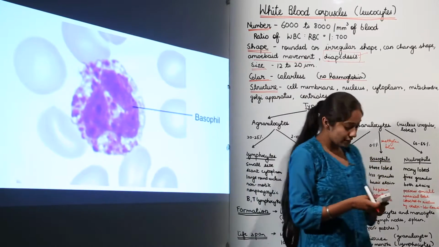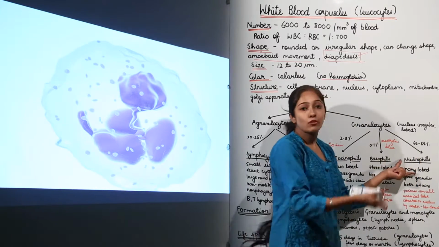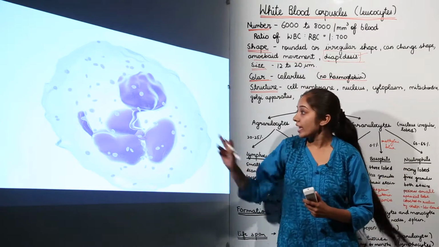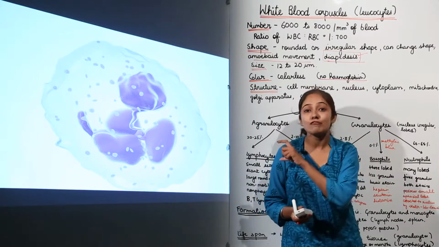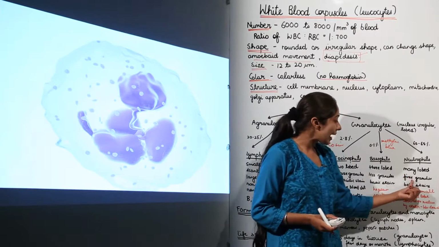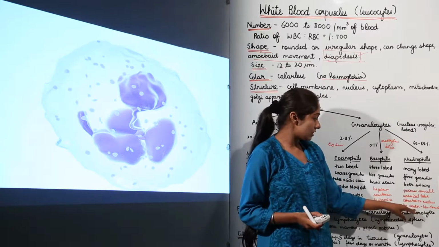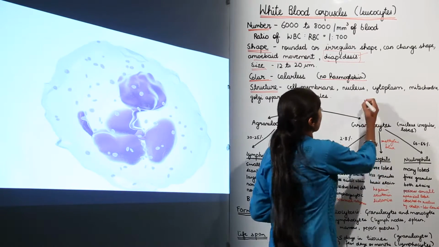Then we have neutrophils. Now neutrophils, as the name suggests, they are neutral. They take both types of stains, acidic stains also and basic stains also. They have many lobes. As you can see in the image, the nucleus of the neutrophils has many lobes and they have very fine granules.